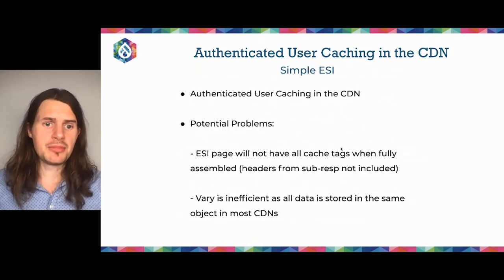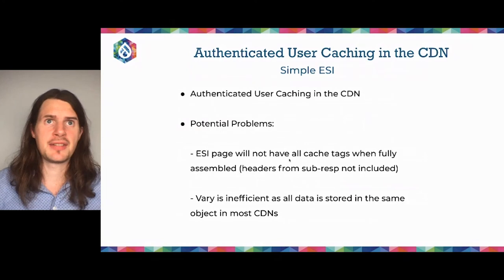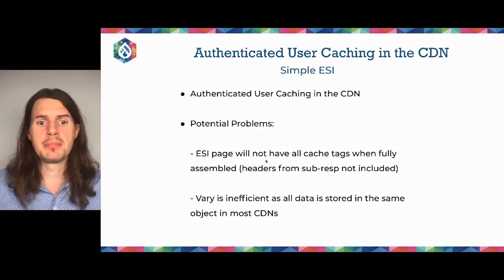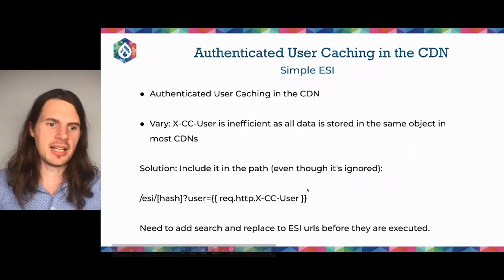The problem with ESI is you don't have all the cache tags in the end response. So if you have several layers of caching, that could lead to problems because the headers from the sub response are not included. And the vary could be very inefficient because all data is stored in the same object in most CDNs.